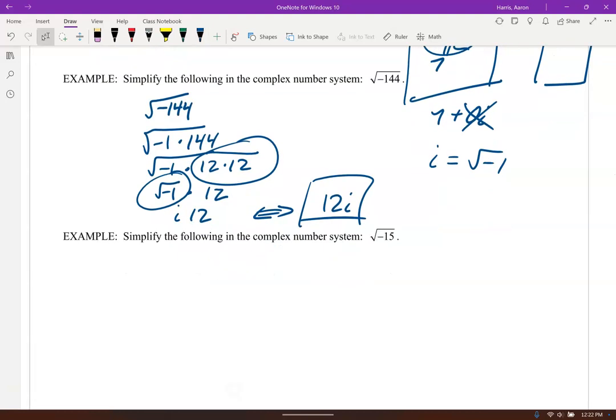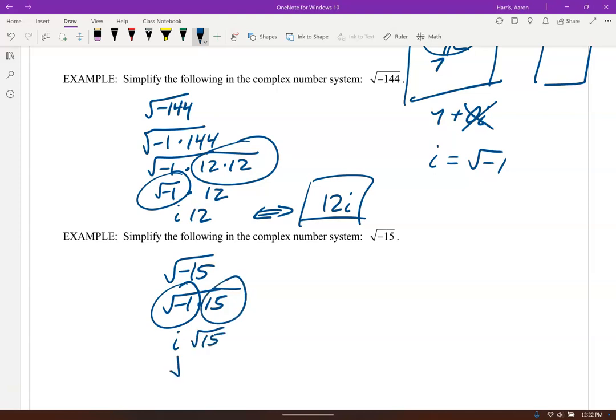So this next one, the square root of negative 15, I'm going to write that as negative 1 times 15. Now 15, I can't do anything with that, but the square root of negative 1 is i, so then I just write i root 15 or root 15 i, either one of those. Preferably the bi form, so root 15 i is proper for that.